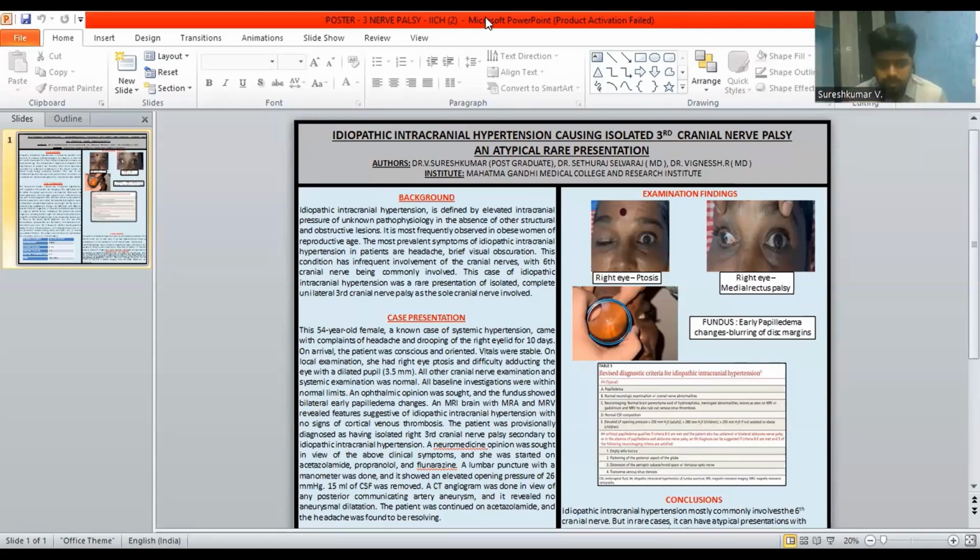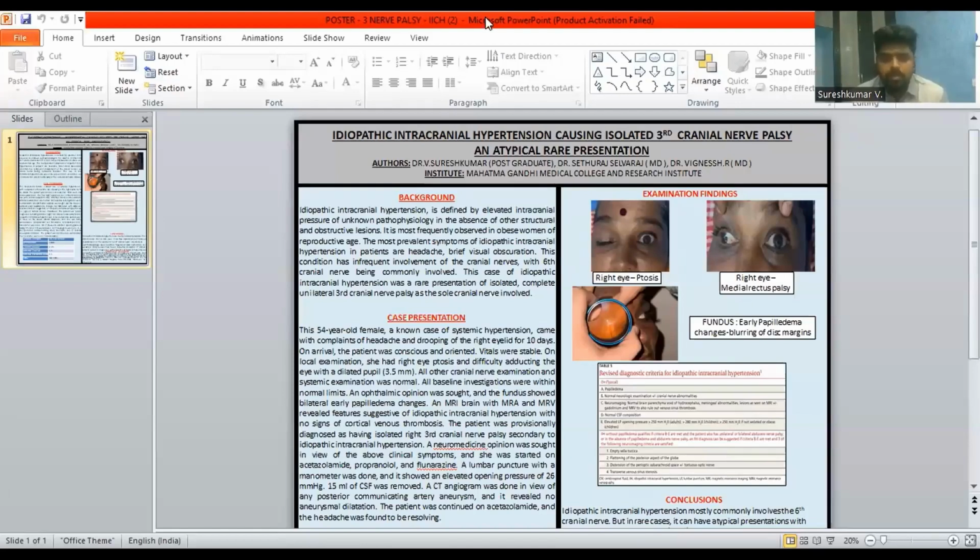The background of this study is that idiopathic intracranial hypertension is defined as elevated intracranial pressure of unknown pathophysiology in the absence of any other structural and obstructive lesions. Mainly, the patients will present with a headache and brief visual obscuration. Here I am going to present a case, a 54-year-old female, a known case of systemic hypertension, who came with complaints of headache and drooping of the right eyelid for the past 10 days.